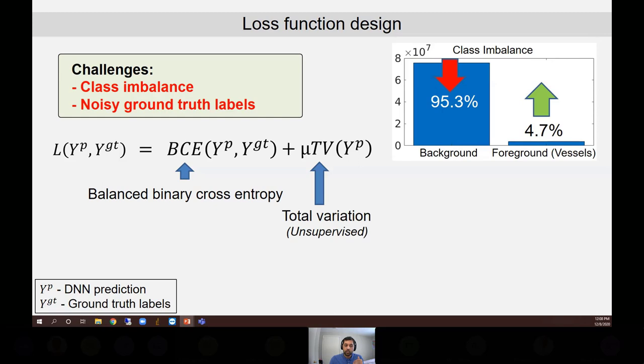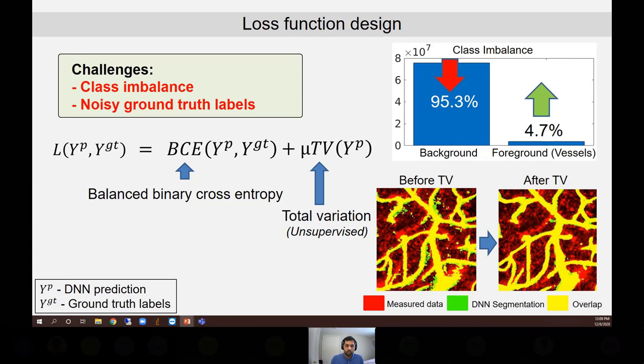For the noisy ground truth, we add total variation regularization. What this basically does is that this term adds a loss on the total variation of the deep neural network prediction. This not only helps with the noisy ground truth, it also helps with the lack of ground truth data, because the first term in the loss is supervised, but the total variation is an unsupervised regularization term. What total variation does is that it tells your deep neural network that it should prefer predictions which are piecewise smooth, such as the one on the right, and it has a higher loss value for non-smooth predictions.